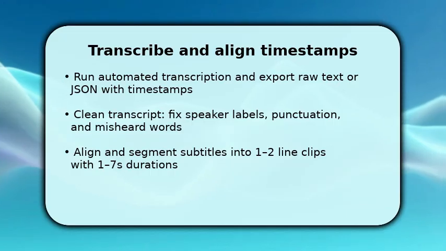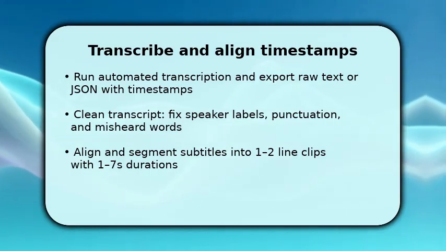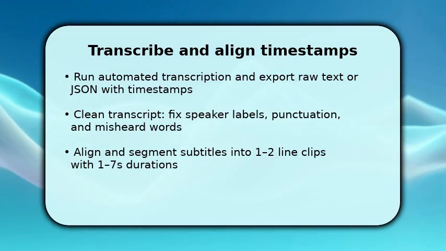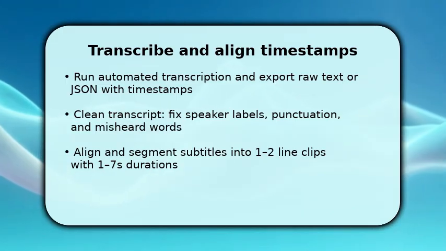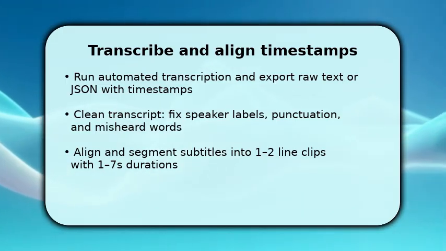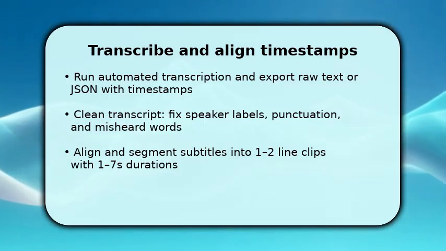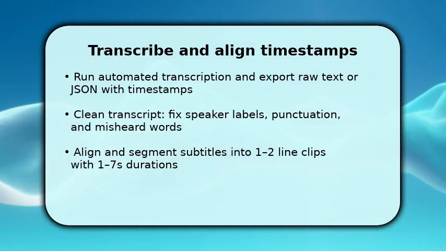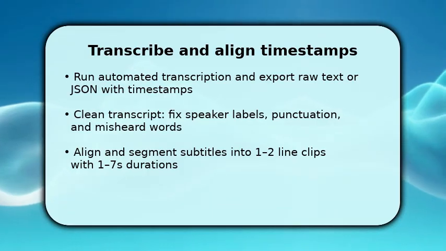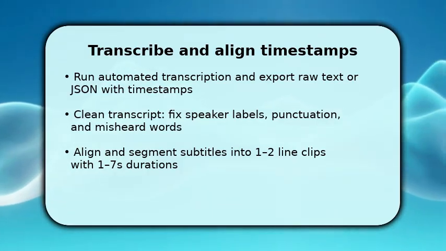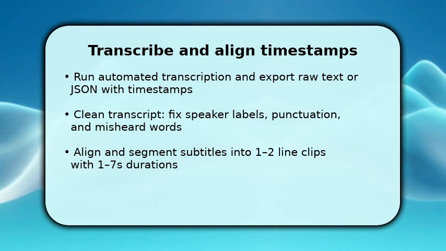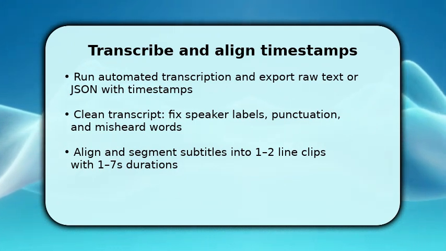Then clean the transcript, correct names, add punctuation, and merge or split lines for readability, because accurate text greatly improves viewer comprehension. Once cleaned, align phrases to readable subtitle lengths and durations, aiming for 1 to 2 lines and up to 7 seconds per card. If your tool supports forced alignment, use it to fine-tune the timestamps for exact sync.